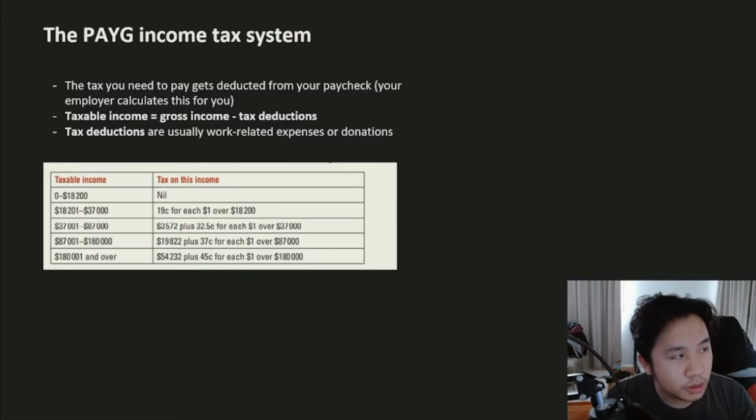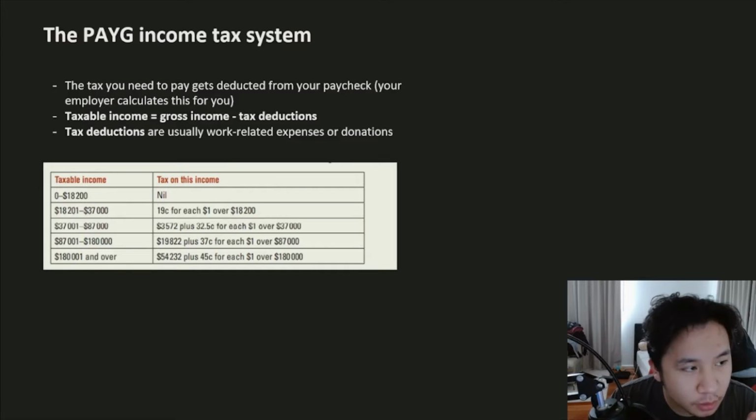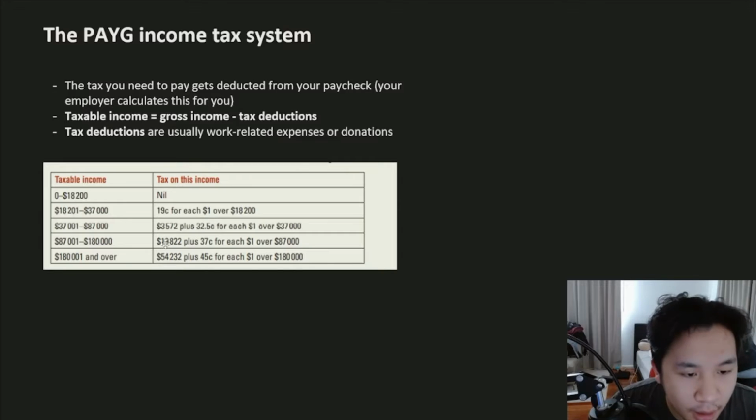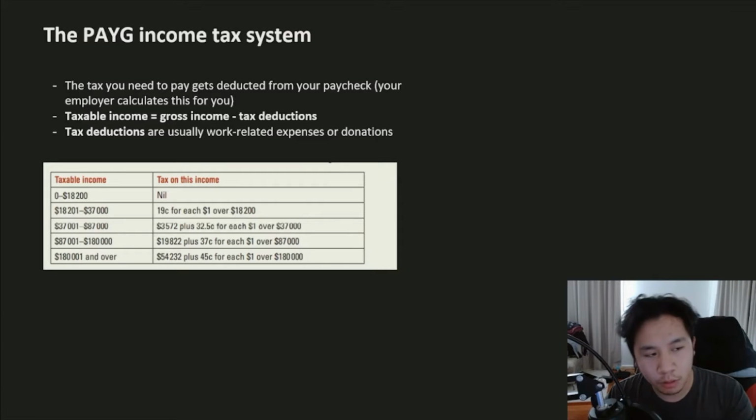And then once you figure out your taxable income, you would refer to this tax table and whatever bracket you fall under. So if you can see here, this one says from 0 to 18,200. This one says 87,000 and $1 to 180,000. And then you can figure out how much tax you have to pay based on whatever it says here. And I'll be going through an example of that.